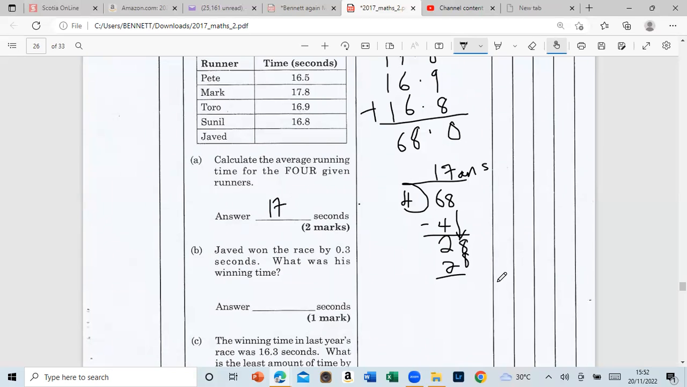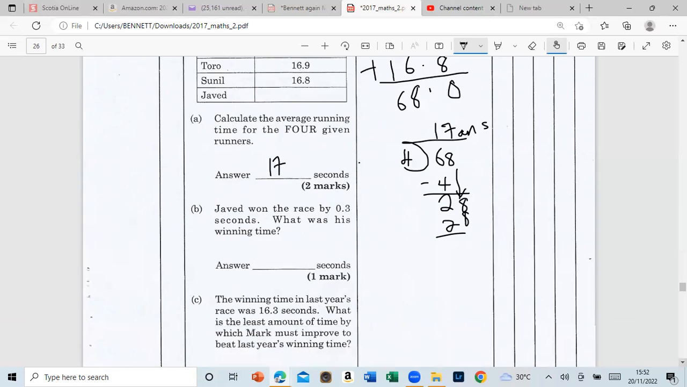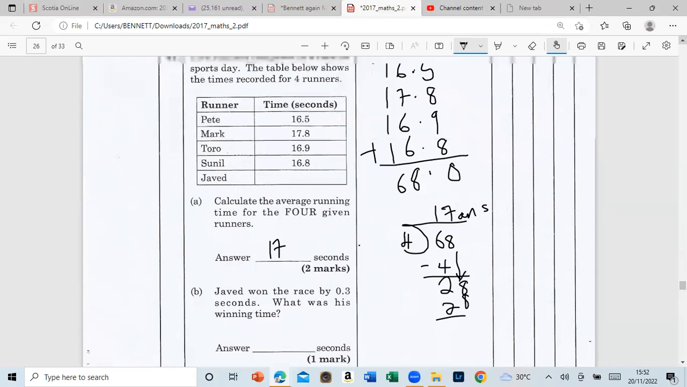So that's 17 seconds. Alright, Javel won the race by 0.3 seconds. What was his winning time? Javel is the winner, so we need to figure out what time he ran. In a race, the person who runs the lowest time is considered the winner. So of all these numbers, 16.5 would be the lowest. So it means that he ran 0.3 seconds less than 16.5.